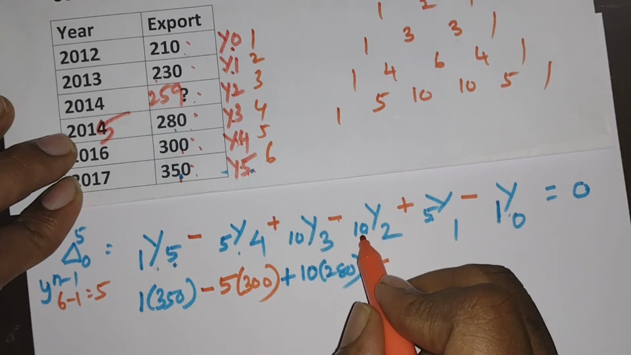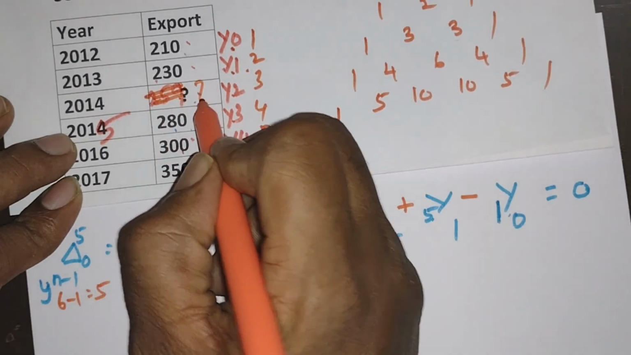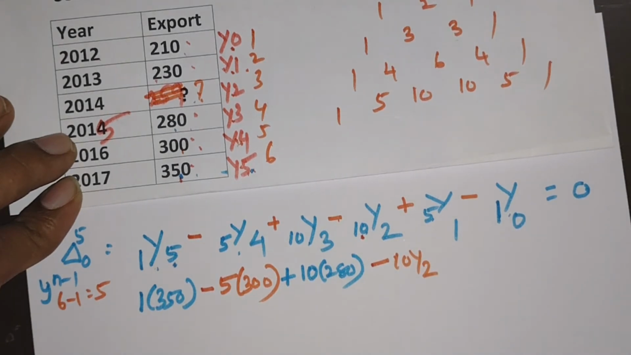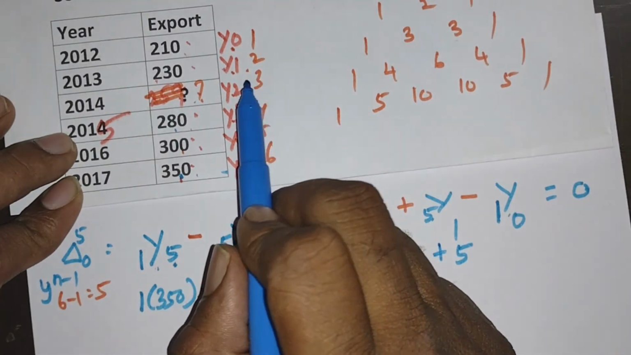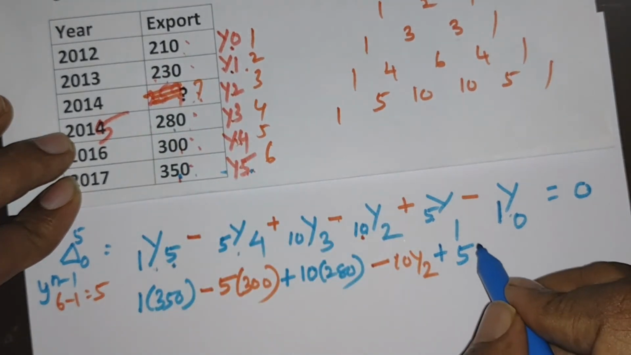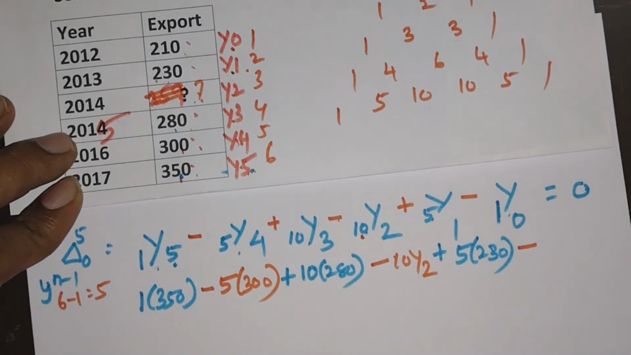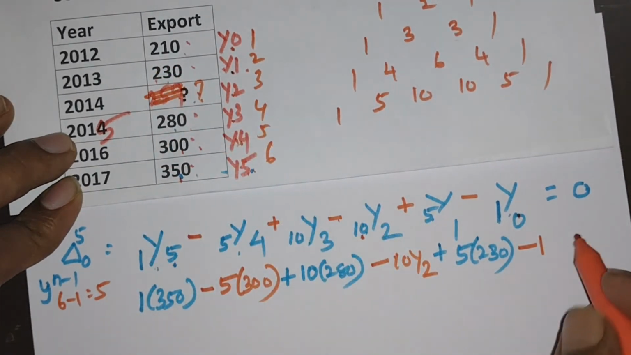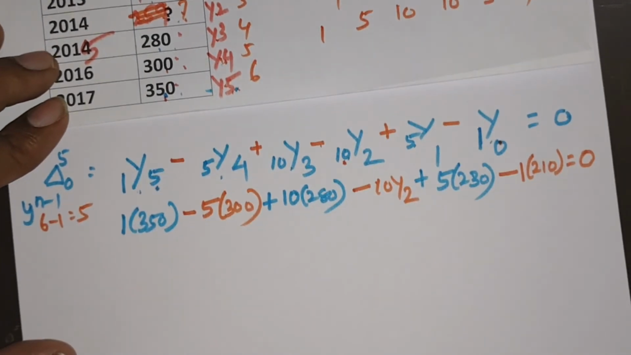Minus 10 into y2. y2 is the question mark. Next one is plus 5 into y1. My y1 is 230. Minus 1 into y0. My y0 is equal to 210. This is equal to 0. Now I have taken all these plus and minus signs in an alternative pattern.